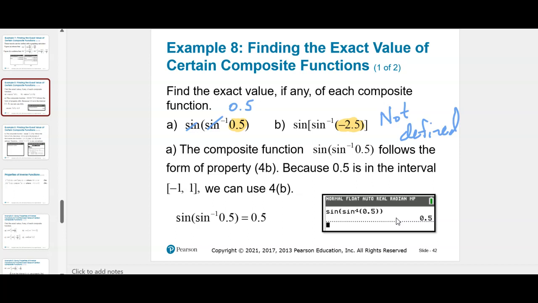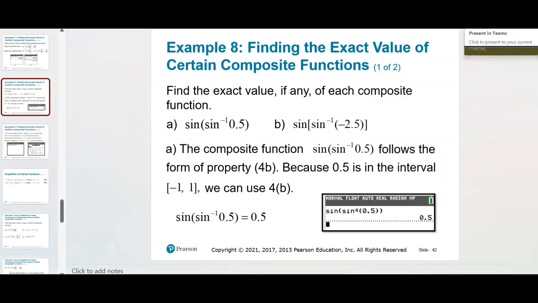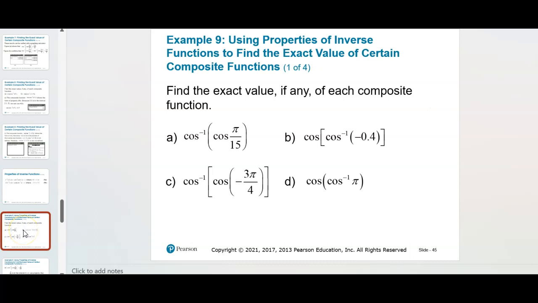Okay, you could try to type that into your TI calculator. So sine of the inverse sine of negative 2.5, and it's going to give you what's called a domain error, which means that you didn't do anything wrong. It's just you can't plug that number into inverse sine. All right, it would also do that if you did the inverse sine of negative 2.5 without that sine on the outside. You can't plug numbers bigger than 1 or lower than negative 1 into the inverse sine function. All right, and then the same thing for cosine. We just have a different window that we're working in. All right, inverse cosine. Pi over 15, that is between 0 and pi.